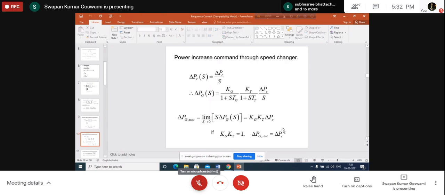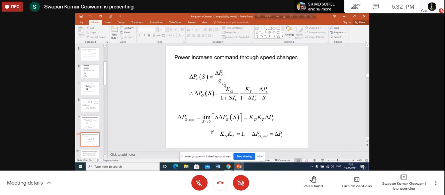Now, what is delta PCS? Delta PCS is the transform of the power increase command. So you want to increase the power output of the generator. That's why you are giving a power increase command. Say initially the power output was 100 megawatt from the generator. Now you want the generator to deliver 120 megawatt. So what is delta PC? Delta PC is equal to 20 megawatt. So there is a step change in the output of the generator, 20 megawatt. So what should be the value of delta PCS? It will be delta PC, the desired change, divided by s. Am I clear?